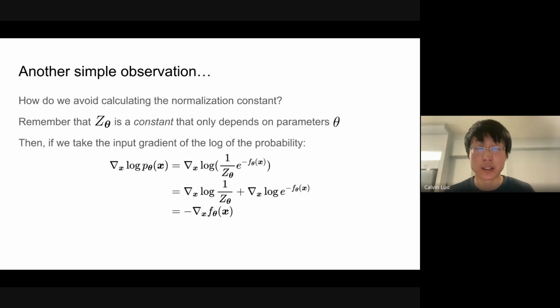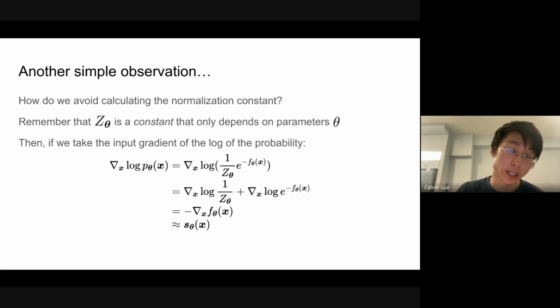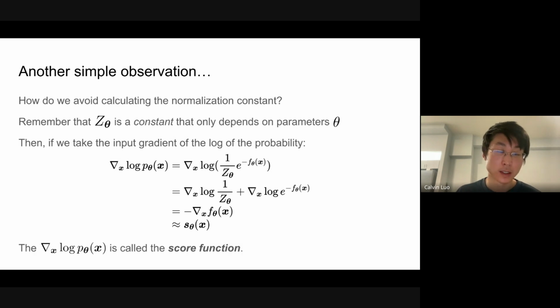So actually this simplifies to the negative input gradient of the energy function, which we can approximate as a neural network directly, right? We could model the energy function with a neural network, or we could model this negative input gradient of the energy function with its own neural network, which we call the score function, which approximates the thing on the left. The gradient with respect to x of log p sub theta of x, this term that we can try to model directly using a neural network, is called the score function.